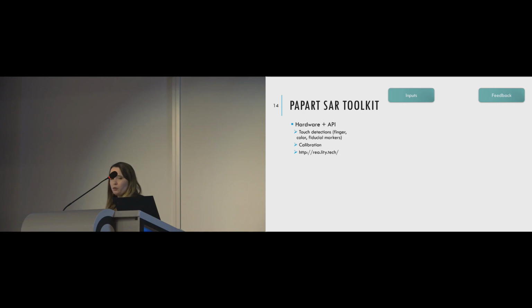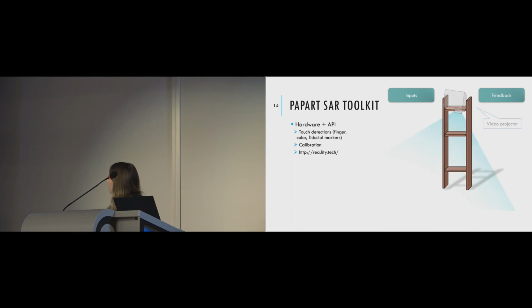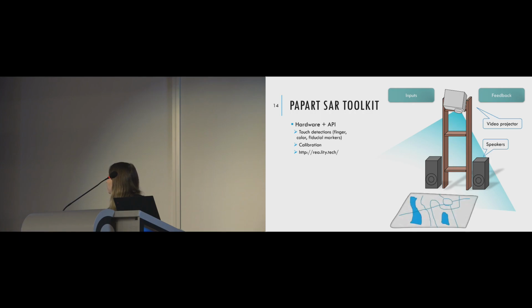So what does the system look like? We use Papart, a Spatial Augmented Reality toolkit that provides hardware and an API. For the feedback, we have a video projector that gives visual feedback, for instance, about the interactive zone. We have speakers that play the audio annotation, and we use tactile maps to make the tactile graphics. And the user's input, the touch, is detected through a depth camera.